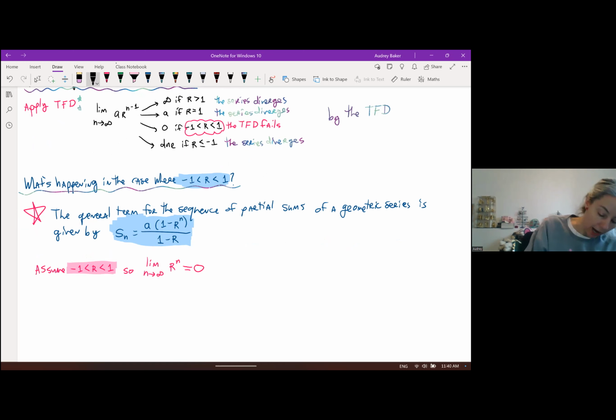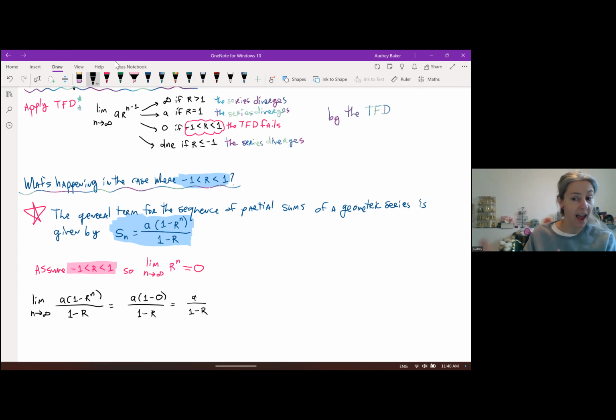Okay, so let's look at the limit as n approaches infinity of a times 1 minus r to the n over 1 minus r. Well, because we know that the limit as n goes to infinity of r to the n is 0, this is just equal to a times 1 minus 0 over 1 minus r, which is equal to a over 1 minus r. A is a number, r is a number. We know that r doesn't equal 1. We're only looking at what's happening between -1 and 1. So we're not getting division by 0 here. So this is an actual value.